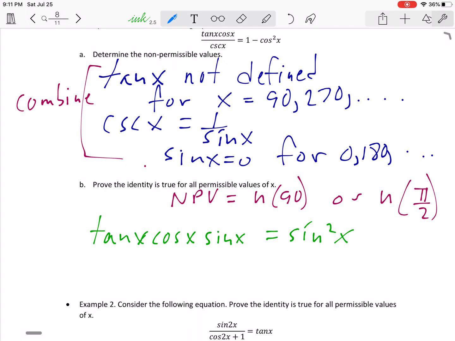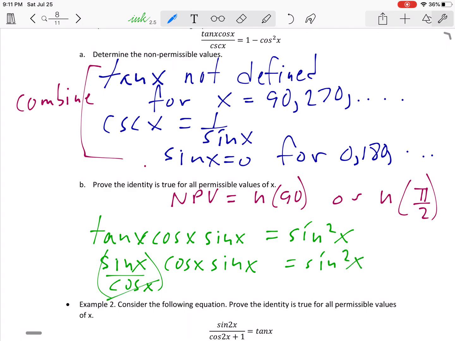And so now, using another identity, you can change tan x to sine x over cosine x times cosine x sine x. And so what happens here is the cosines cancel out, and you see how you have the two sines, so that's going to give you sine squared x equal to sine squared x, right? And so this is what you're looking for. Okay, so left side equals the right side.